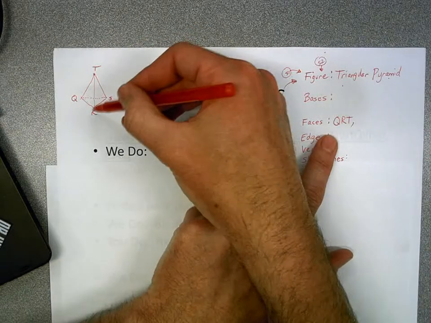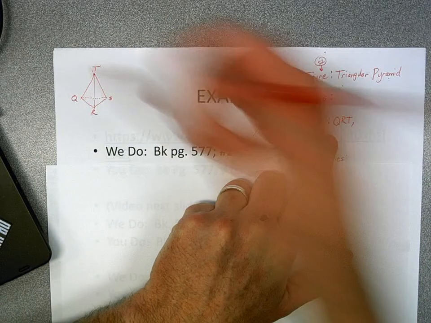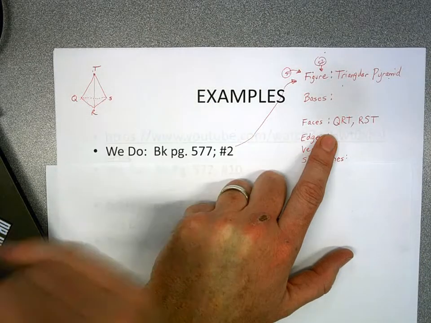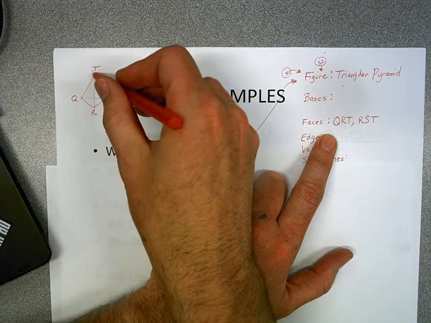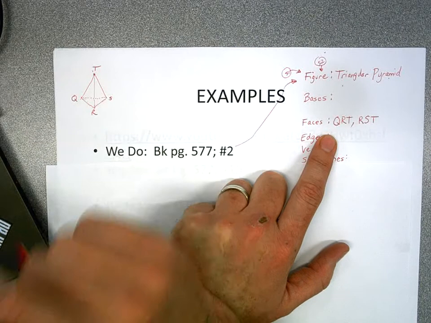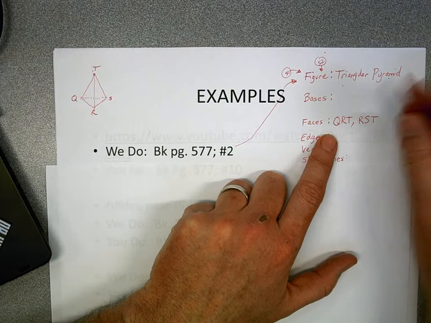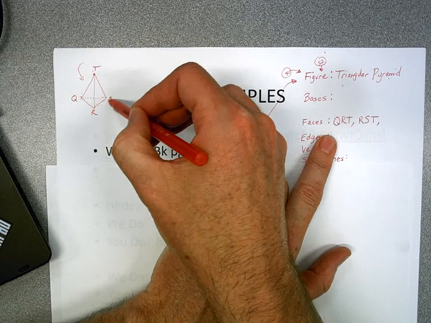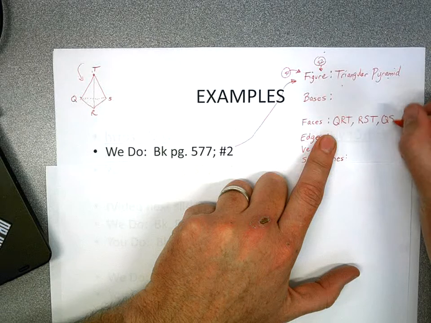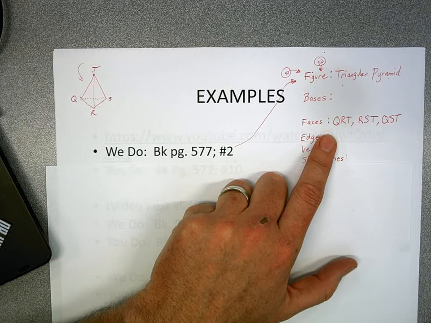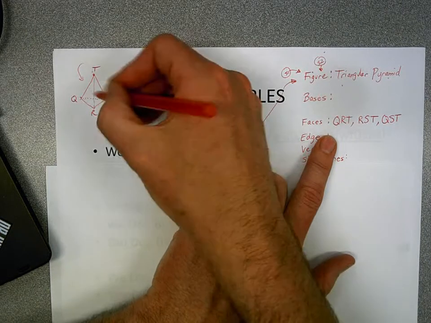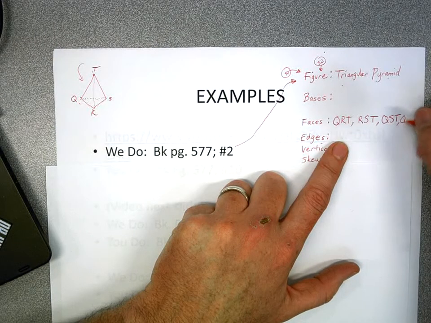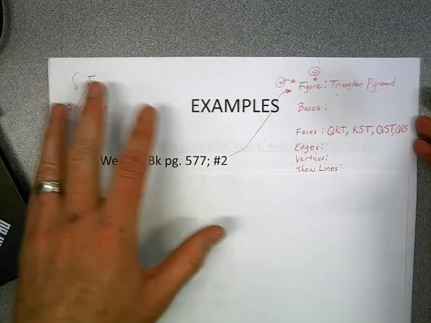I'm going to now name this face RST. And remember, when you name a face, especially if it's not a triangle, you need to go in order. All right? So loop around the perimeter of that to be able to name it correctly. Now I'm looking at this back side here. It's QST. Now we can't forget the bottom. QRS.